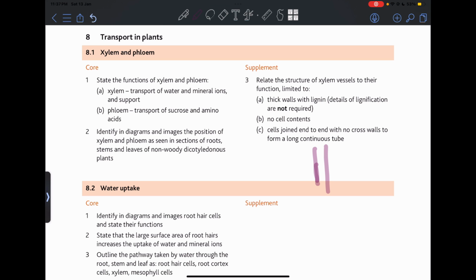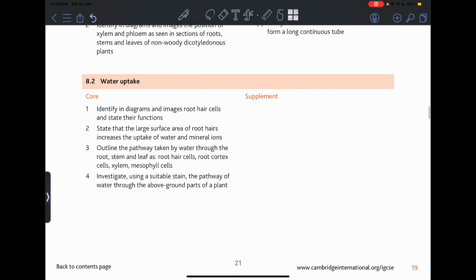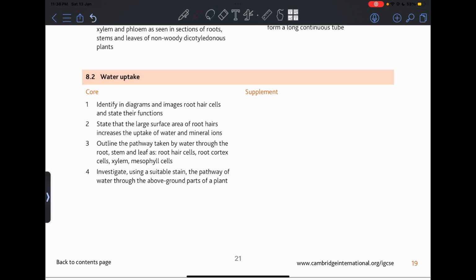So, for example, if you have a straw and you keep on drinking from upwards over here, then the straw may actually bend. It may make something like this. So the lignin is actually for protecting the xylem from bending over, and it may collapse. No cell contents, and they also have cells joined end to end with no cross walls to form a long continuous tube. Now 8.2 is about water uptake.